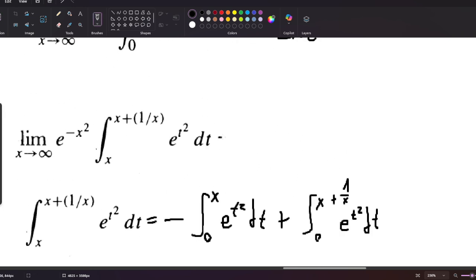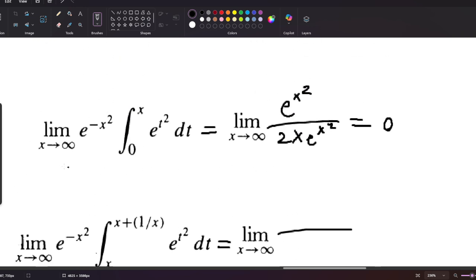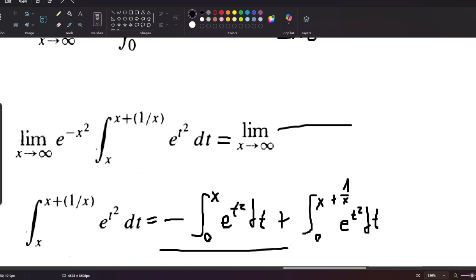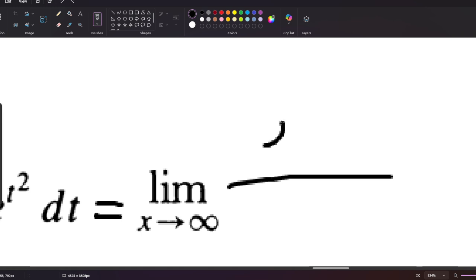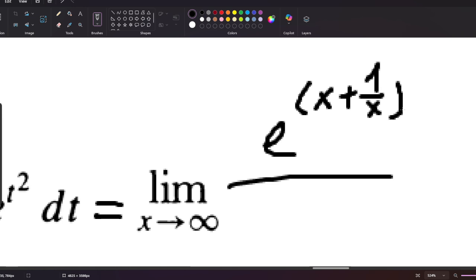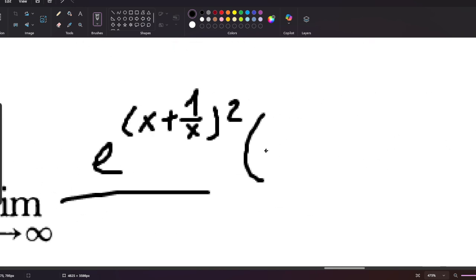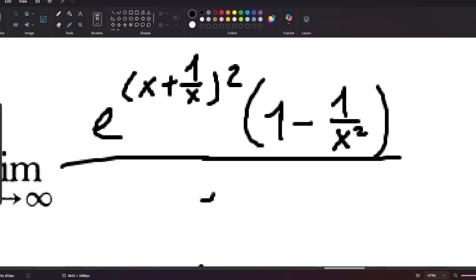So let's go back to the limit. Now, I could write down everything after applying L'Hopital's rule, but we have already calculated this limit, so I don't see any particular reason to write down this term. Let's only go with this one. We're going to have e to the power of (x plus 1 over x) squared times the derivative. It's going to be 1 minus 1 over x squared, all over 2x times e to the power of x squared.